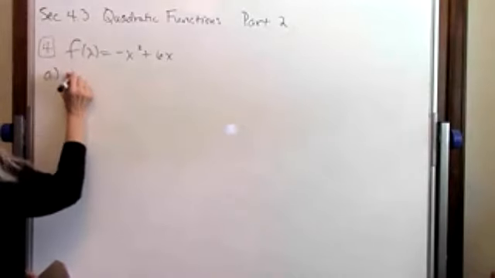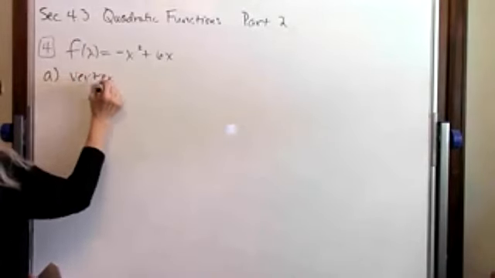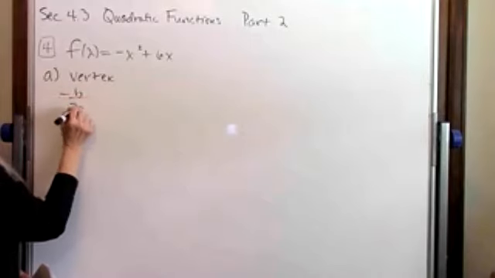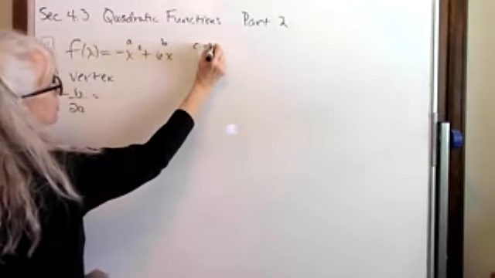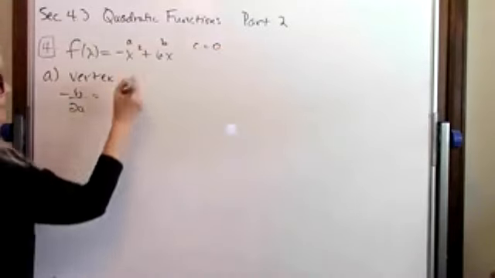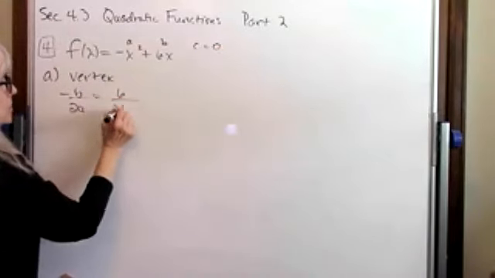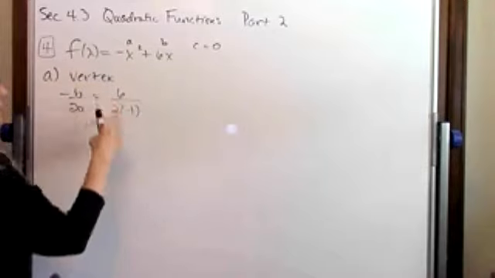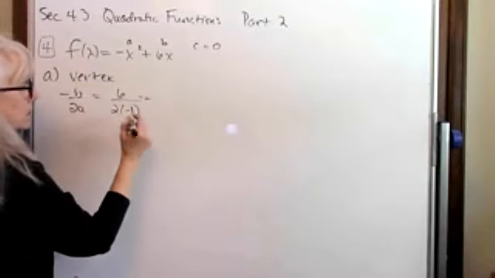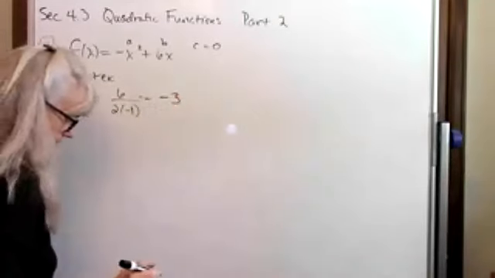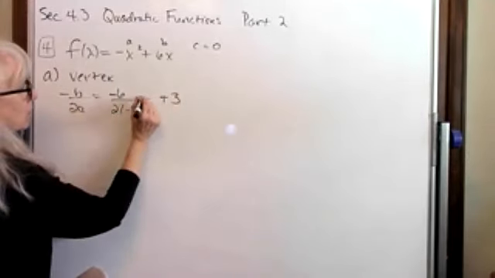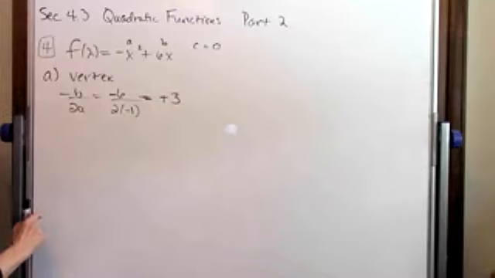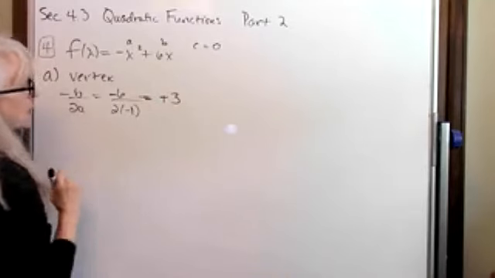So to get to the vertex, we'll do our negative b over 2a. And again, this is a, this is b. For us, c is 0 in this particular one. b is that 6, all over 2 times negative 1. A is a negative 1. Well, the opposite of 6 is negative 6, and negative 6 divided by a negative 2 gives me a positive 3. So be very careful with your signs, obviously. So there's the x coordinate of the vertex.